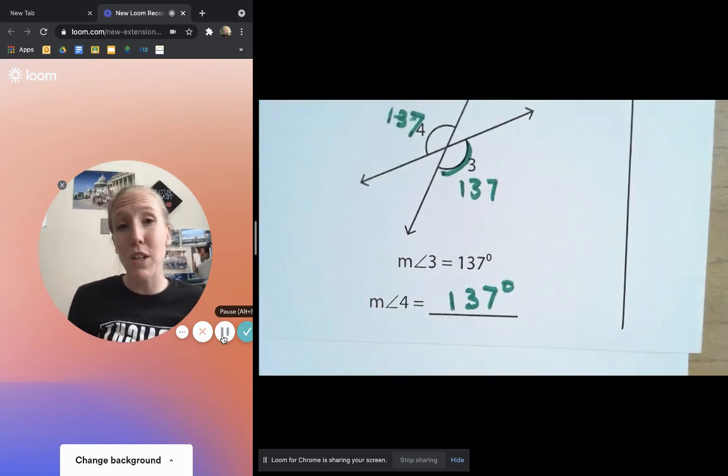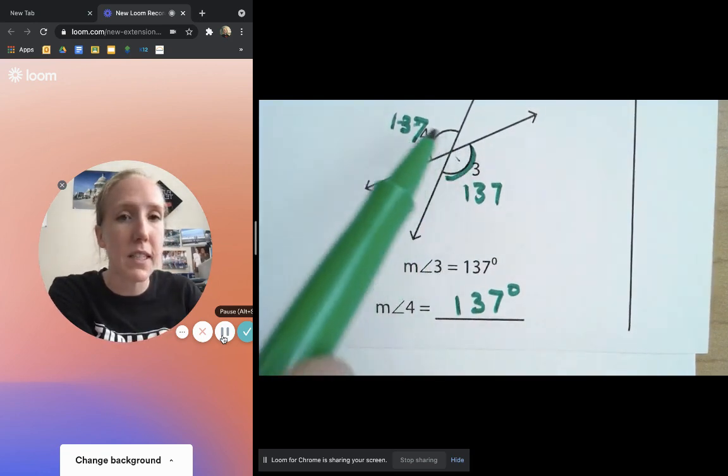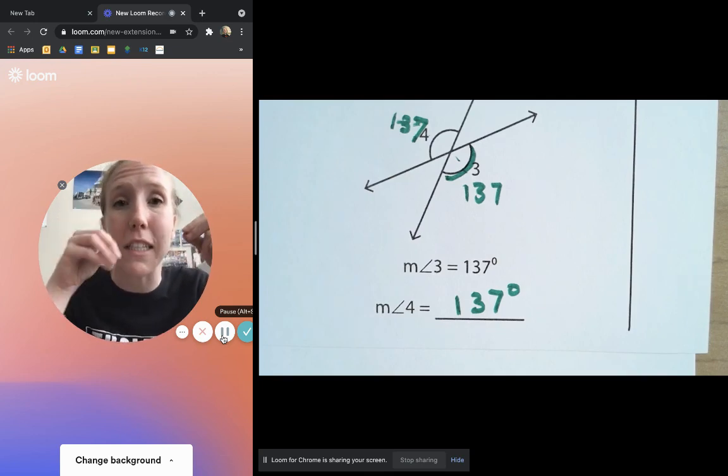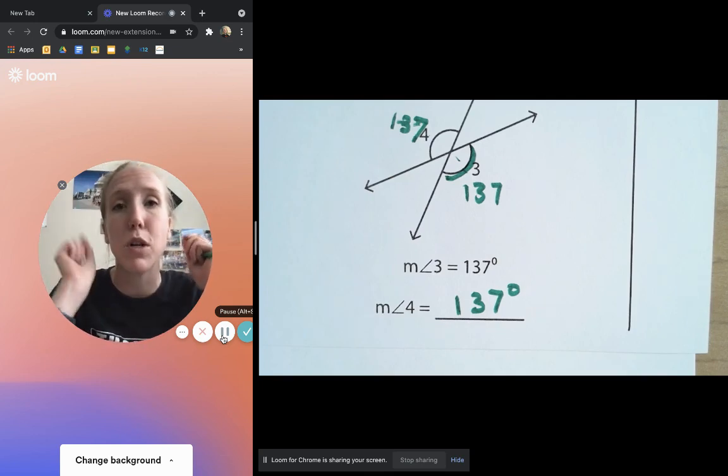So that is really important to know. When you have vertical angles that are on opposite sides of each other, and they're kind of like a mirror image, they are the exact same measurement. They have the exact same number of degrees. That's really important to remember.